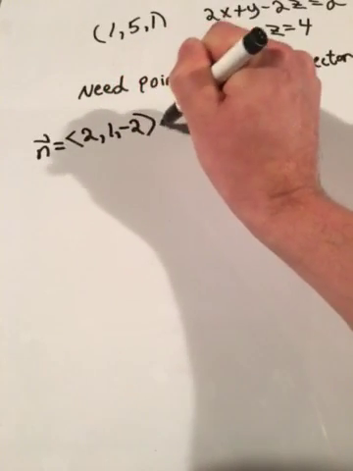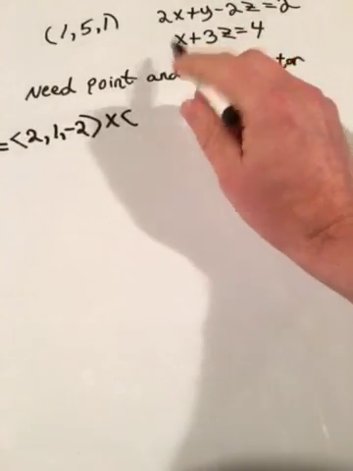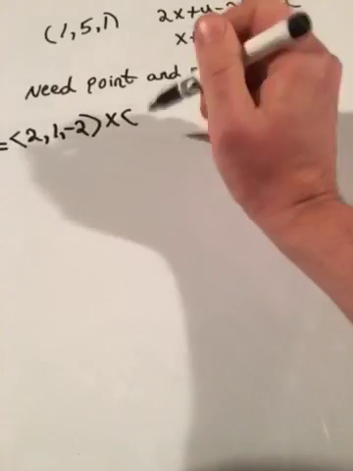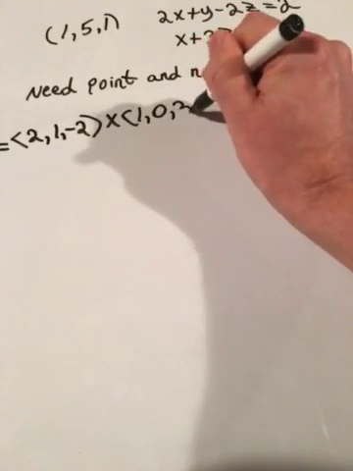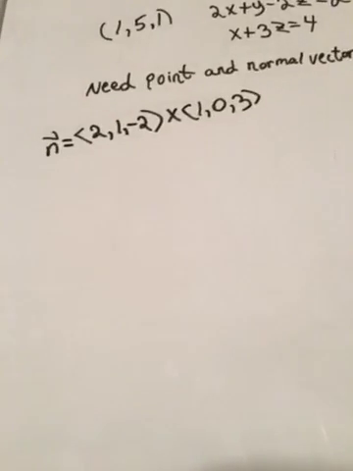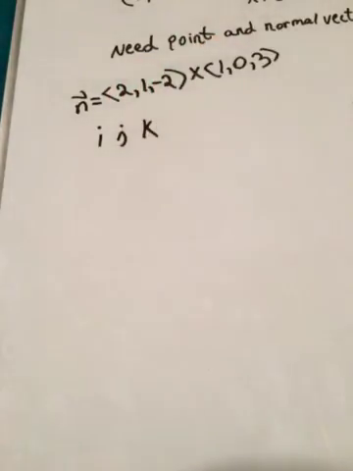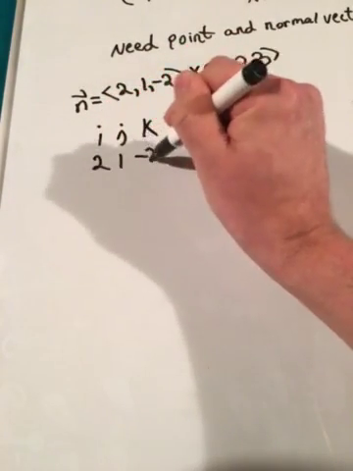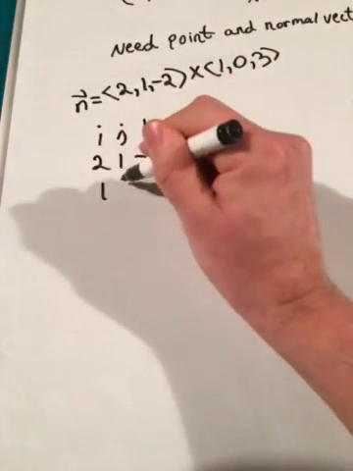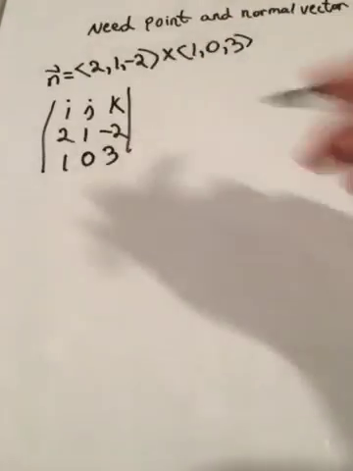And then we cross that with the coefficients of this equation. Well, we have 1x, no y's, and 3 z's. So we have 1, and then 0, because there's 0 y's, and then 3. To do our cross product, we always write i, j, k, and then write this vector right beneath it. So 2, 1, negative 2, and then 1, 0, 3. And what does this equal?